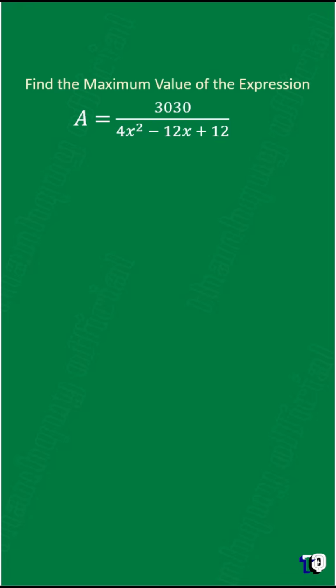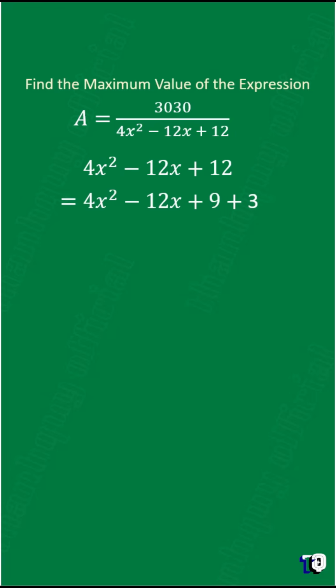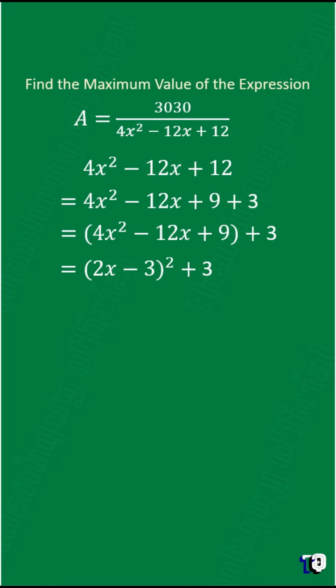Looking at this expression, we can rewrite it using the perfect square identity: (a minus b) squared equals a squared minus 2ab plus b squared. Let's complete the square. x squared minus 12x plus 12 equals 4x squared minus 12x plus 9 plus 3, which equals (2x minus 3) squared plus 3. Now the problem becomes much easier.